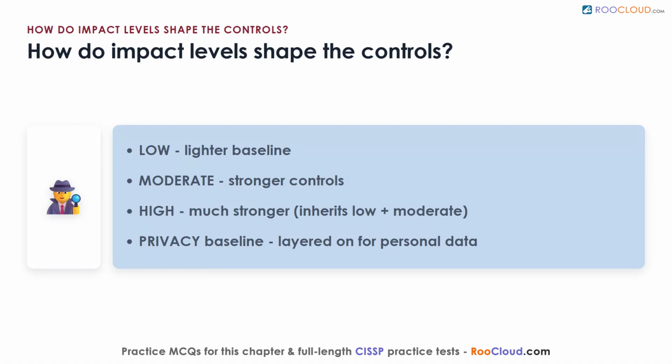There is also a dedicated privacy baseline for any system handling personal data, which you layer on top of the others. And the levels build upward, so a high impact system inherits everything below it plus its own additions. Rate the system honestly, then let that rating drive the baseline.